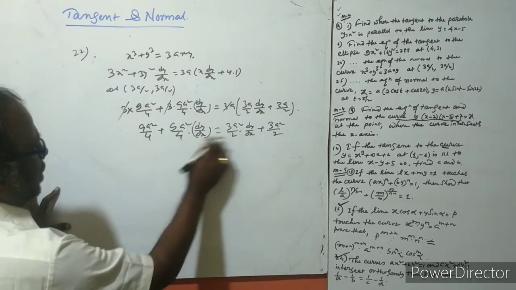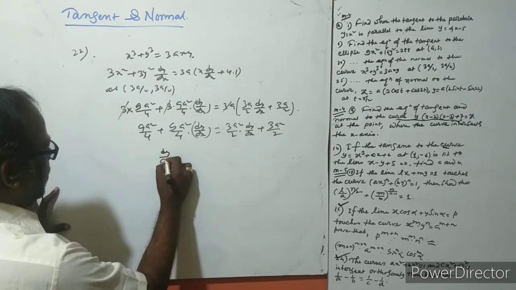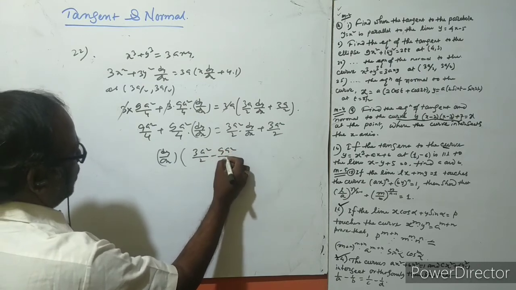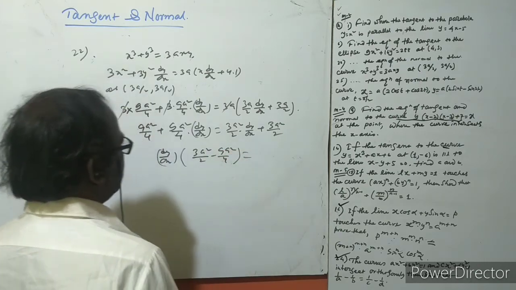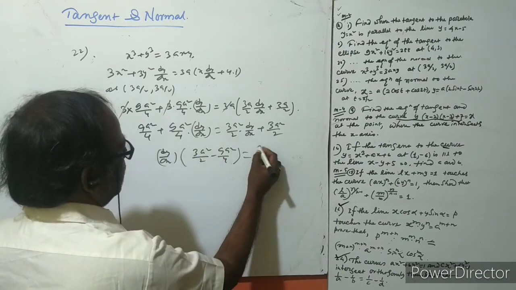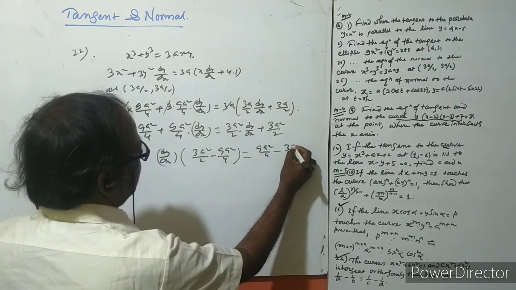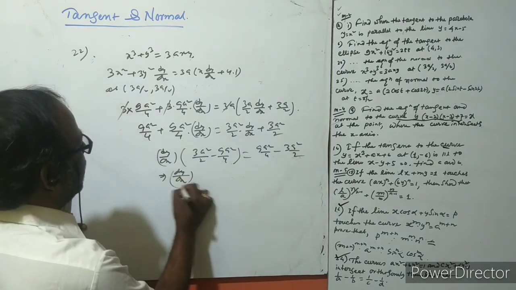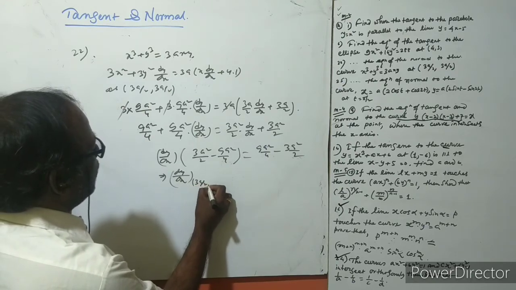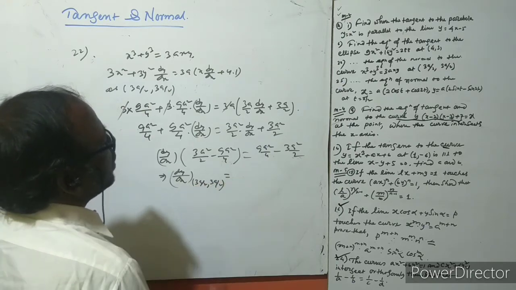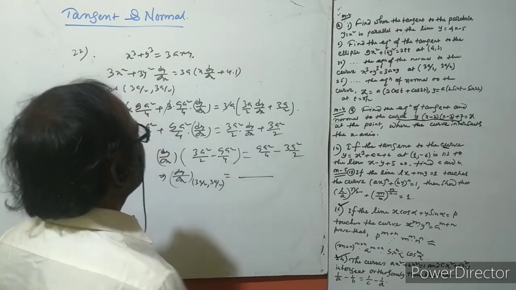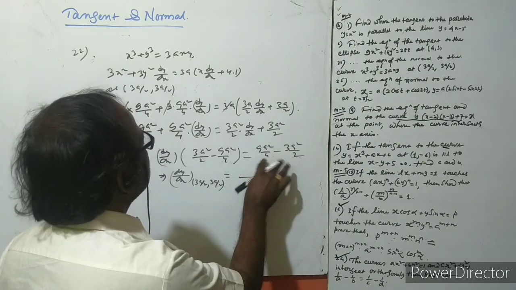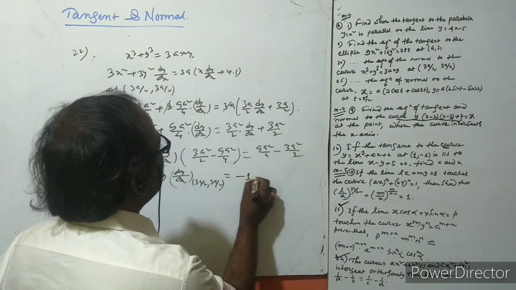Now see, we take dy/dx common: dy/dx times (3a squared by 2 minus 9a squared by 4) equals the other terms shifted across, 3a squared by 4 minus 3a squared by 2. So therefore dy/dx at (3a/2, 3a/2) is this. If we take the LCM, both are the same but with alternate signs, so you get minus 1.